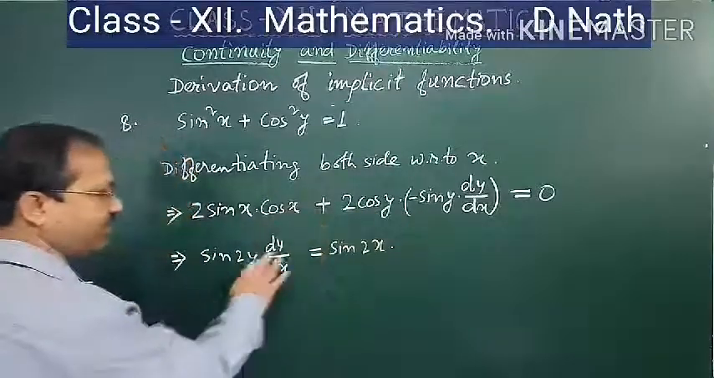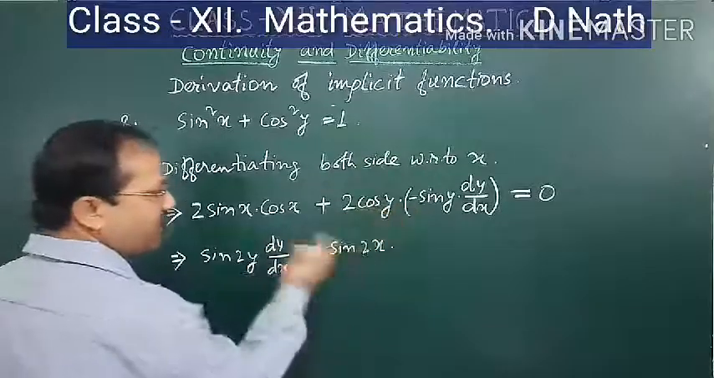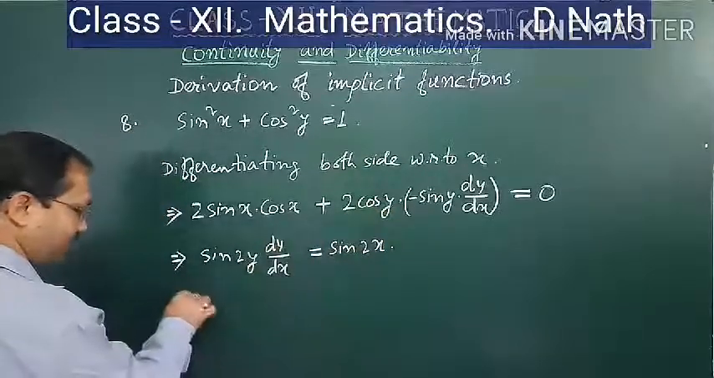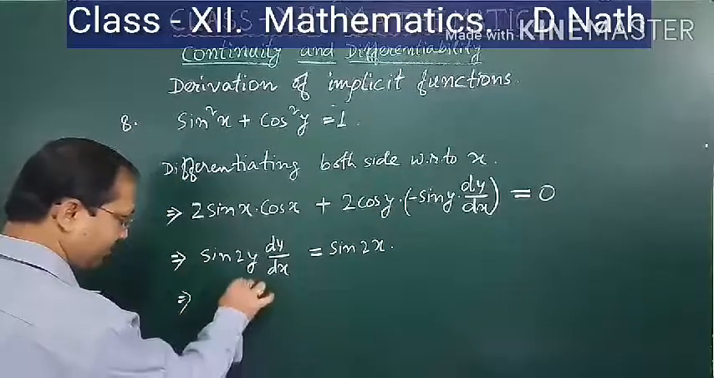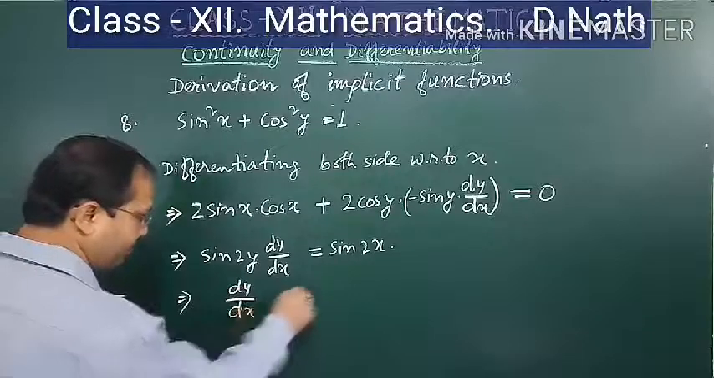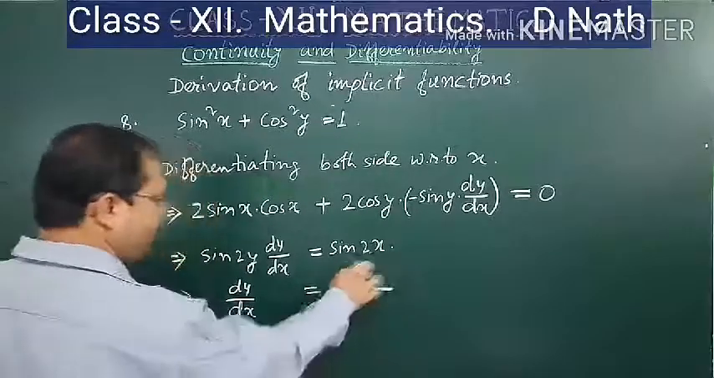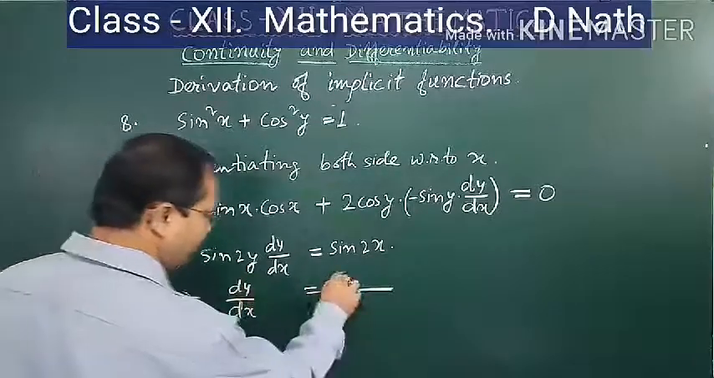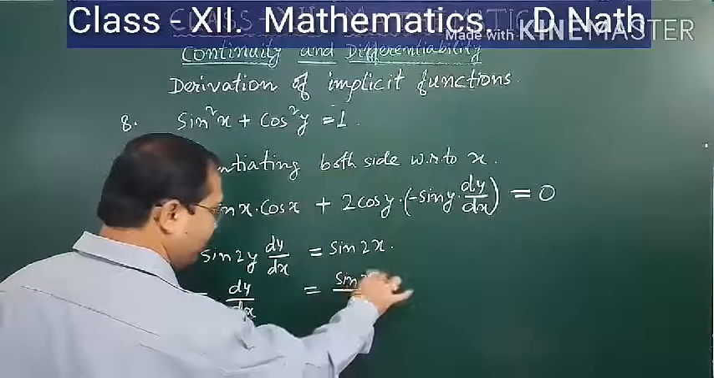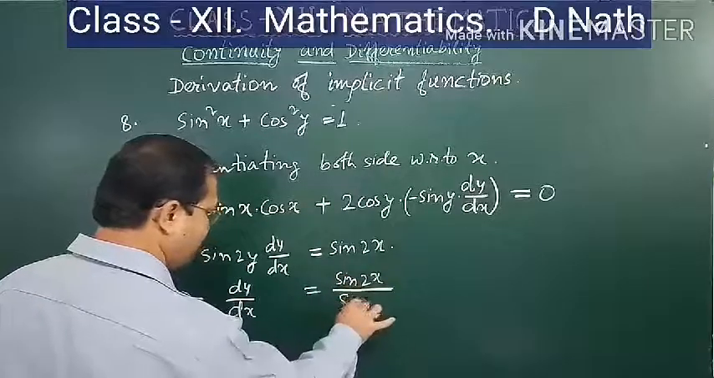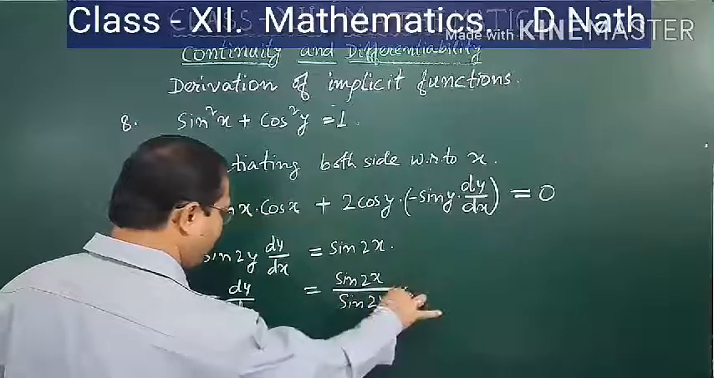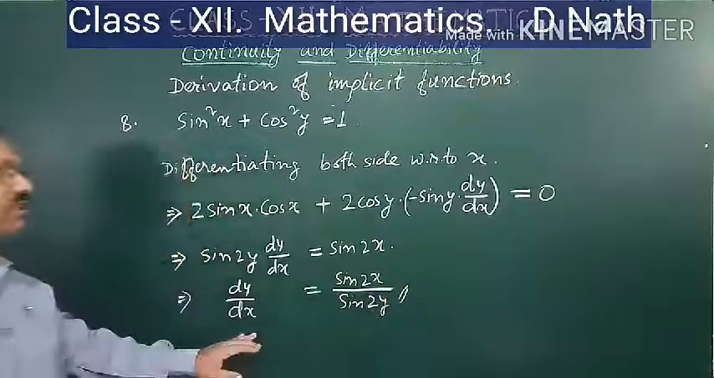So sin 2y dy/dx. Since it is minus, it is going to the other side. So what will be dy/dx? dy/dx is equal to sin 2x by sin 2y. So this will be the dy/dx.